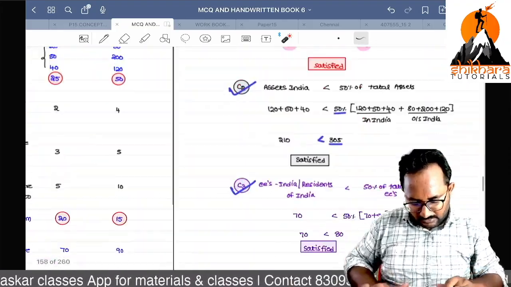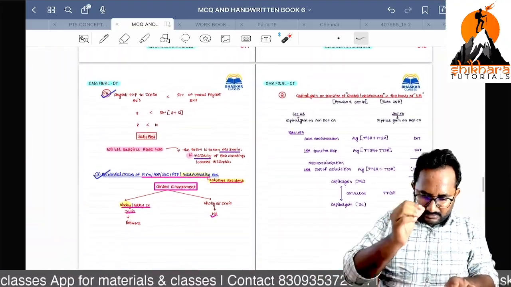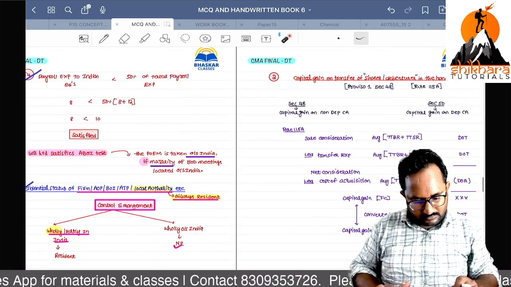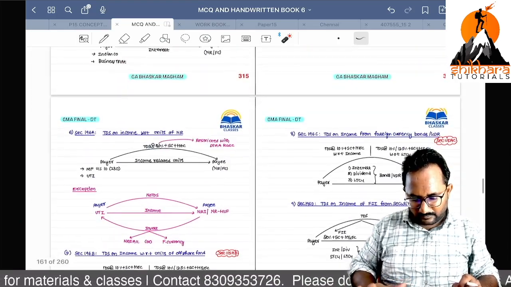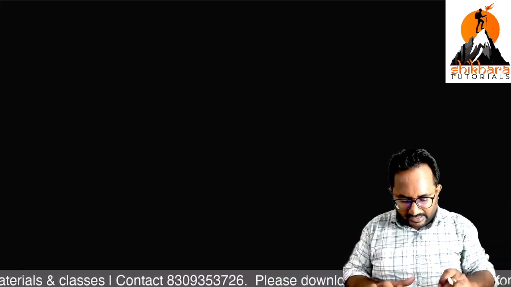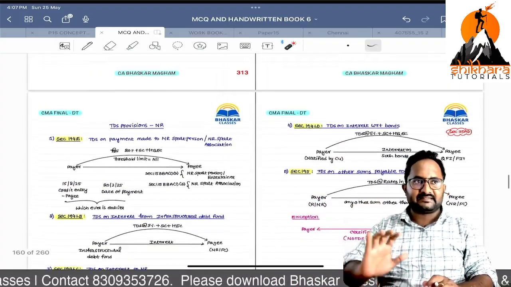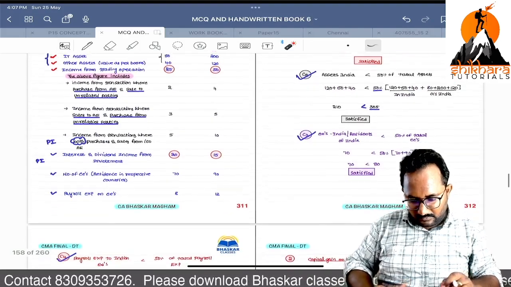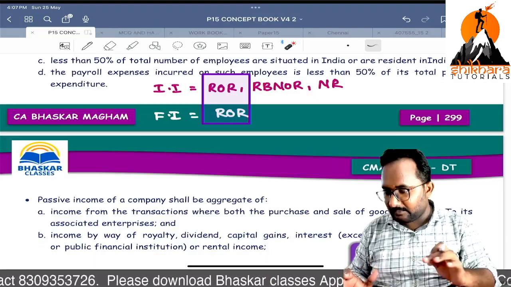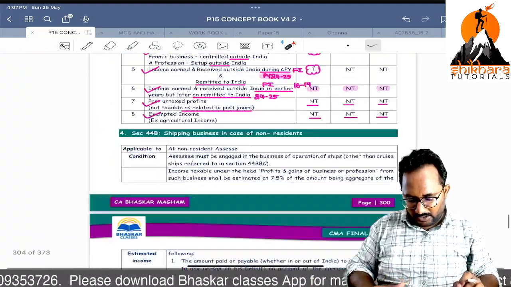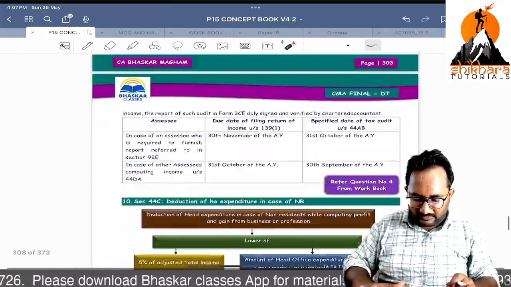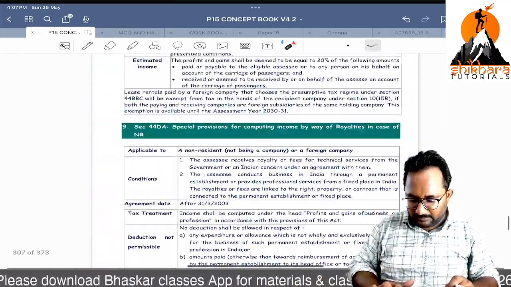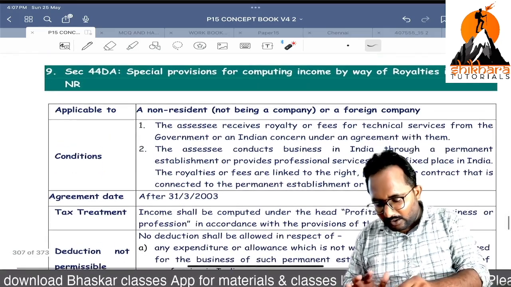Now, before going to the presumptive taxation, ma, I want to cover one small concept, then after I will cover the presumptive taxation overall. Okay. So I want to go with the concept book. Presumptive taxation provisions, after the break we can start, ma. Before the break I want to cover the 44 DA.